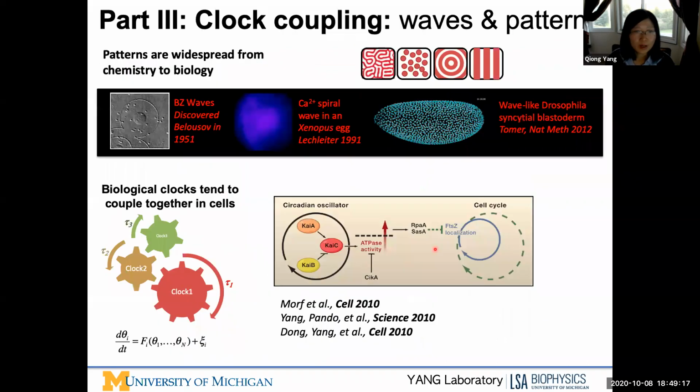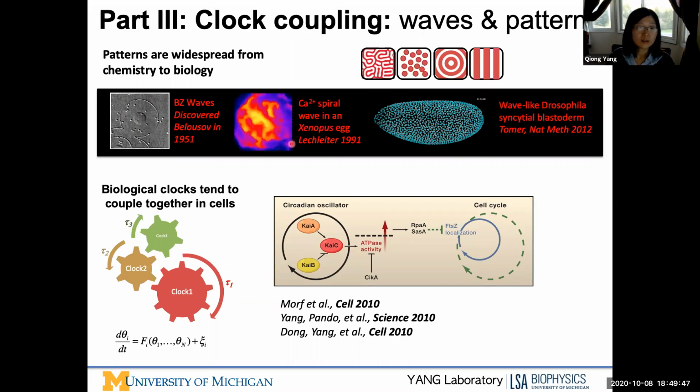And I want to switch gear to show that if you have multiple clocks in an excitable medium, you would expect a phenomenon called wave propagation. And indeed, this is widespread in chemical systems and physical systems. This is a busy wave, a chemical reaction, and also in biological systems, as you see in the 2 videos on the right here.